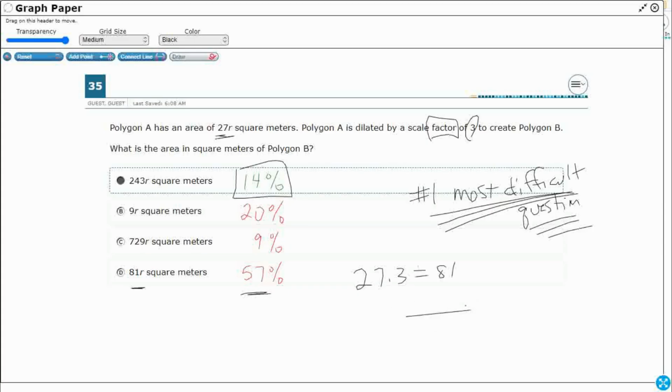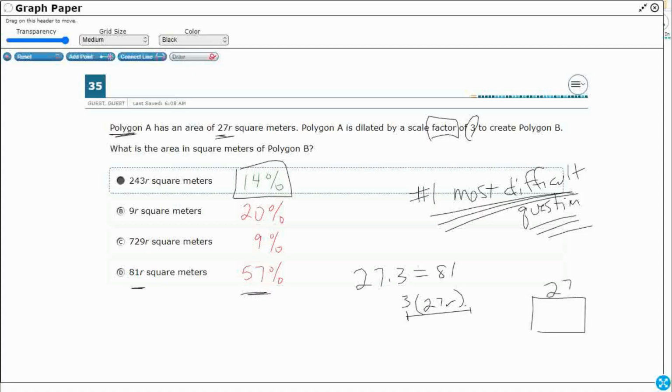If we're looking at the length of a line, we're going to do 27R, and we want to multiply by a scale factor of 3. Absolutely, just multiply by 3. Obviously, the difficulty here comes from the fact that we've got a polygon. A polygon, and they didn't tell us what it was, so I just chose my rectangle here.